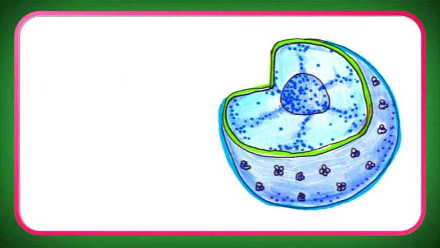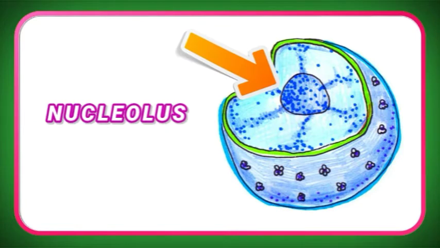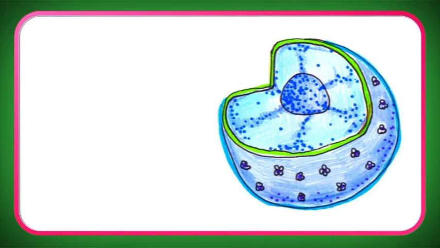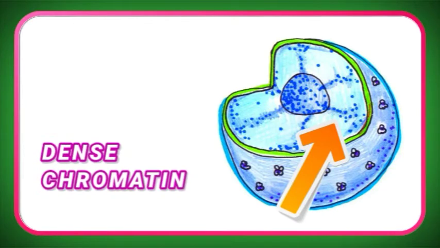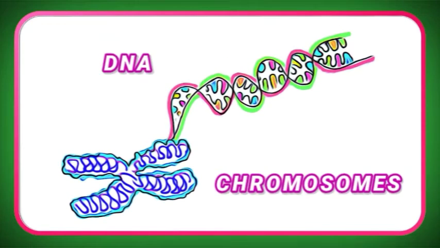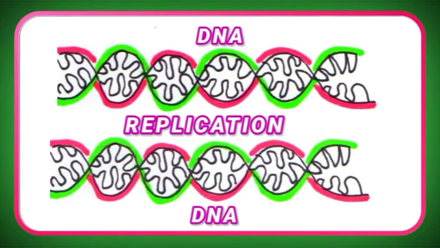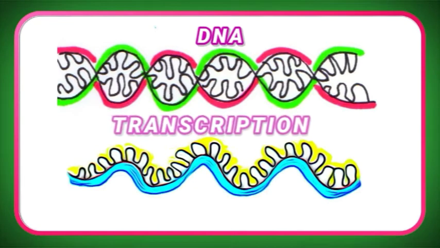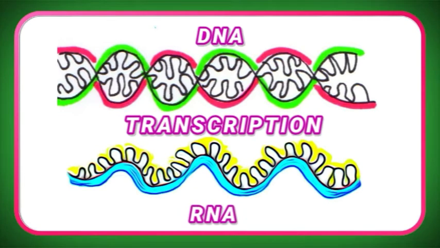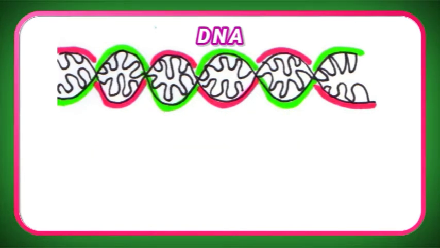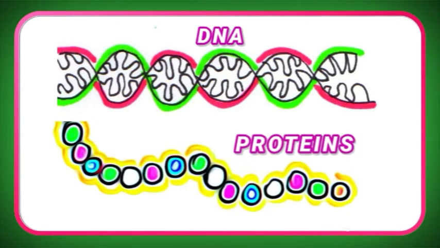Within the nucleus, we can distinguish a rounded dense area, the nucleolus. It doesn't have any membrane, but is surrounded by dense chromatin. The nuclear DNA is organized into chromosomes, and both replication and transcription take place in the nucleus. The genetic material holds all the information for protein production.